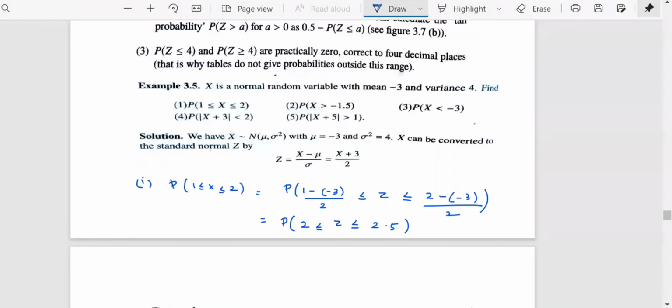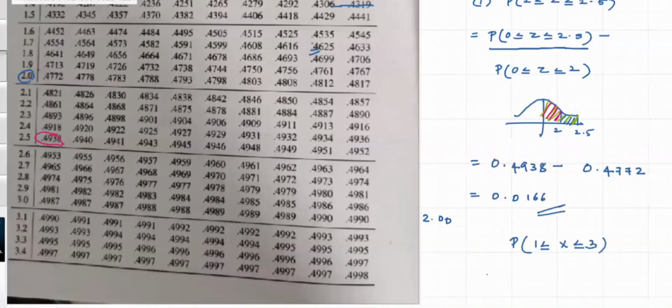Probability that X is between 1 and 2. Similarly, now let's find the probability that X is greater than 1.5.